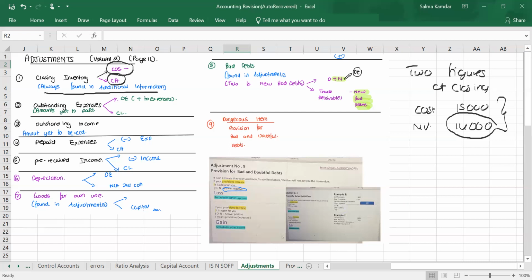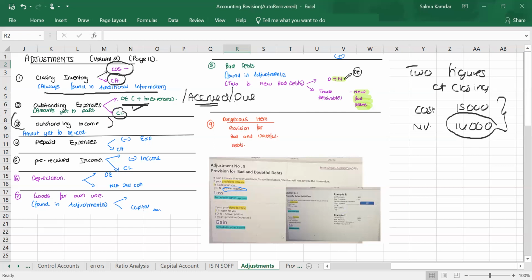Okay. Second, outstanding expenses. What is the effect of outstanding expenses? Current liability and other expenses. You will add it to the expense. Outstanding is also called accrued or due. What is it called? Accrued or due. Then outstanding income. What is the effect of outstanding income?